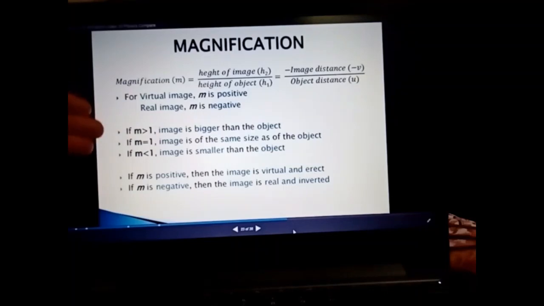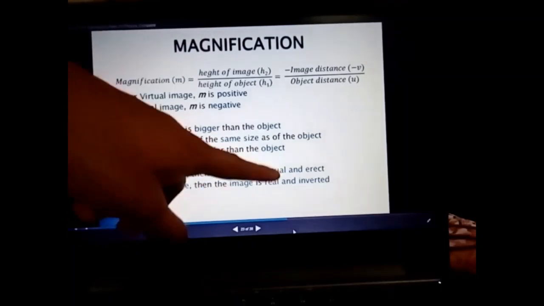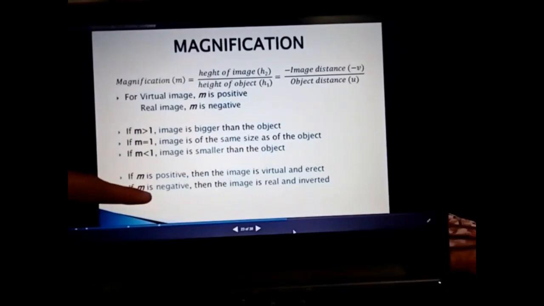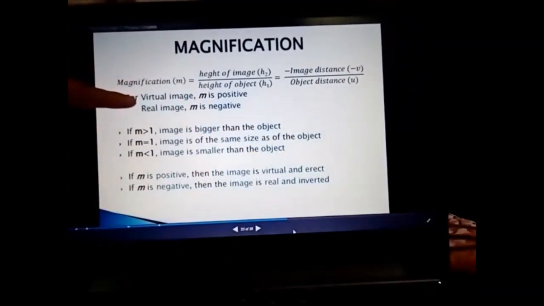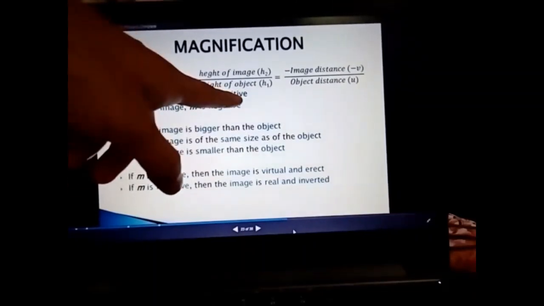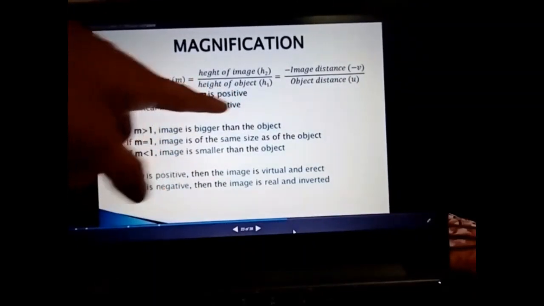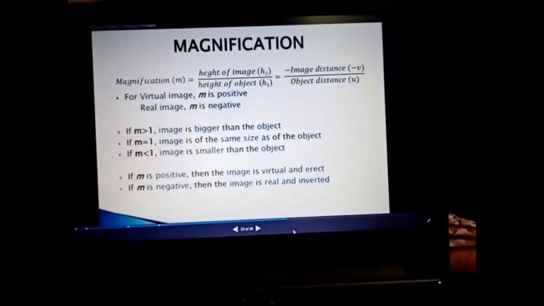So these are the three cases for the image. Now the next point is, if magnification is positive, then the image is virtual and erect. If magnification is negative, then the image is real and inverted, as we have told in the previous point. For a virtual image, magnification is positive. For a real image, magnification is negative.